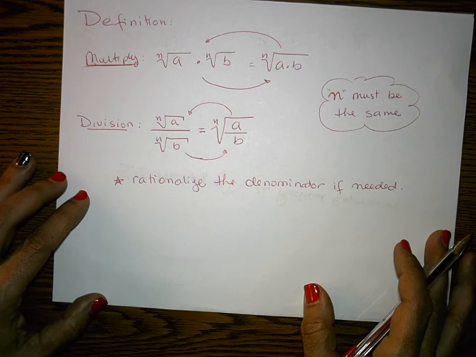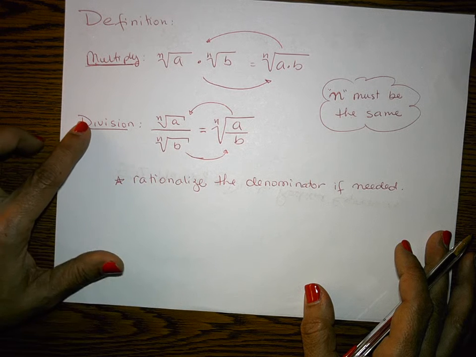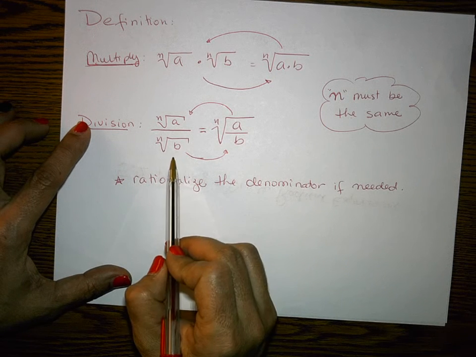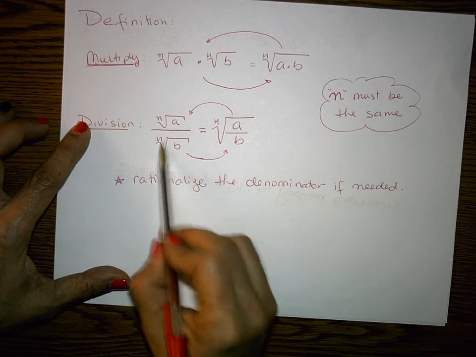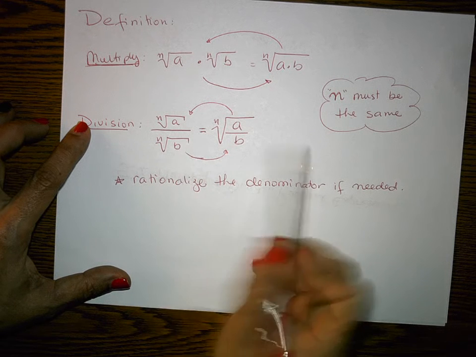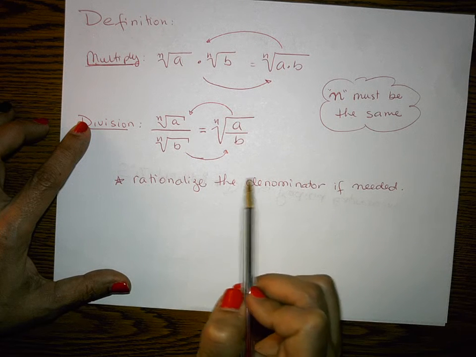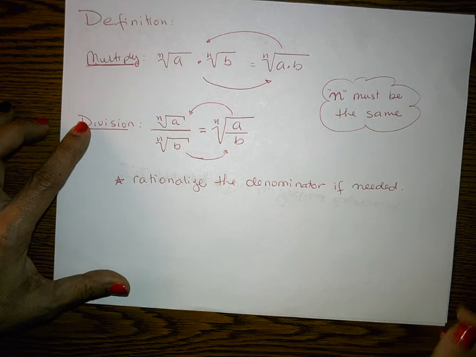Whenever we are dealing with multiplying and division, especially division over here, we want to make sure that we rationalize the denominator. We don't want to leave a simplified answer with a radical in the denominator. We want to go ahead and finish getting rid of that radical.